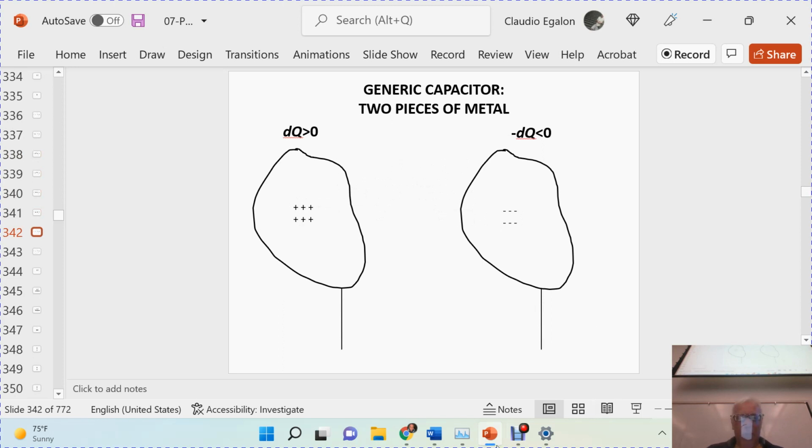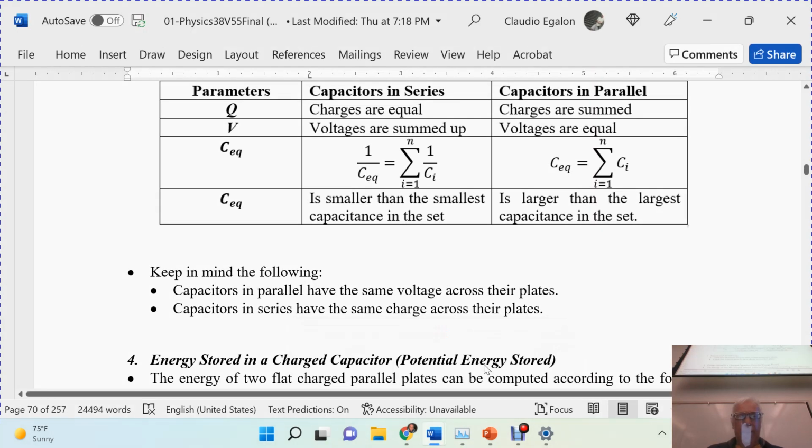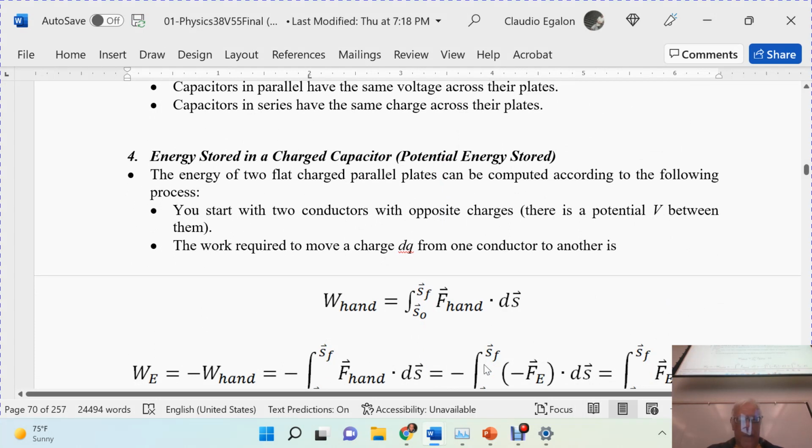So let's go here to the, okay, so here you go. Remember, the work done by the hand is the force that the hand exerts on the electric charge dot ds.